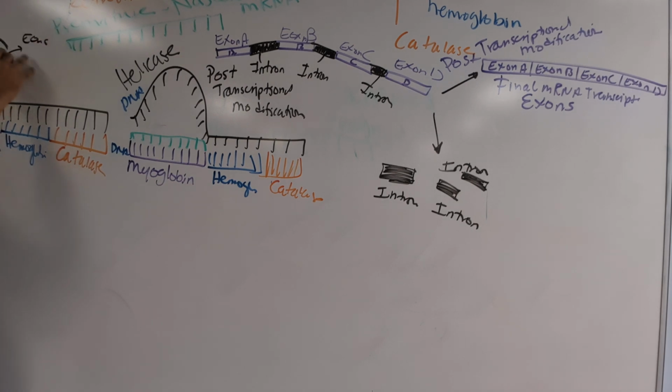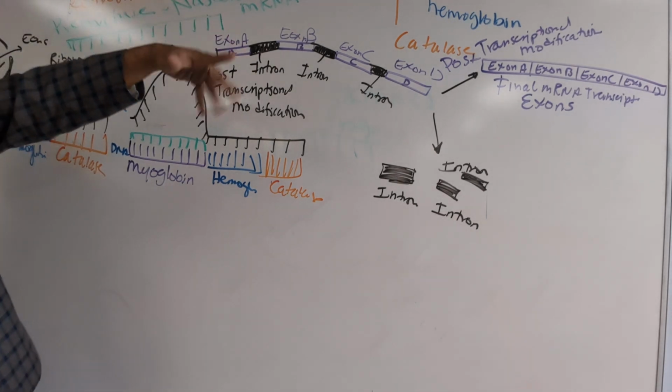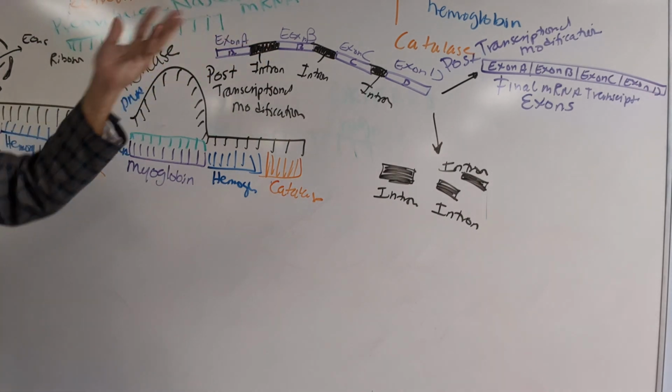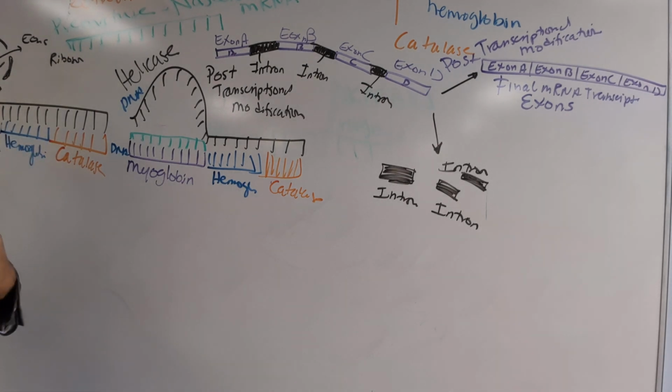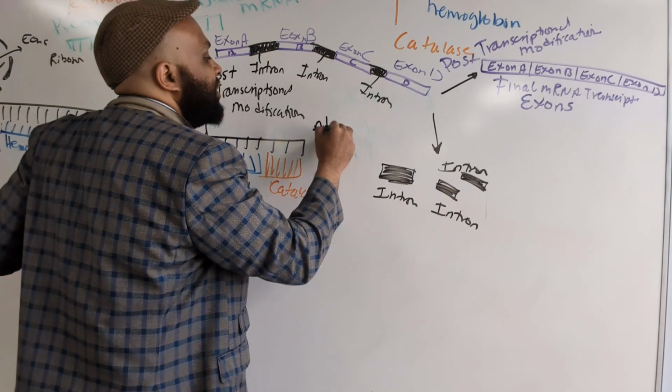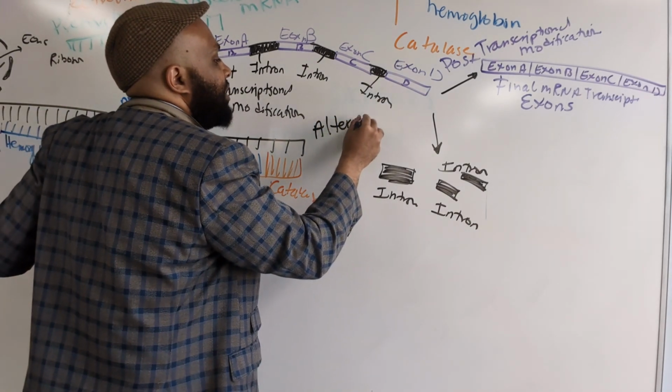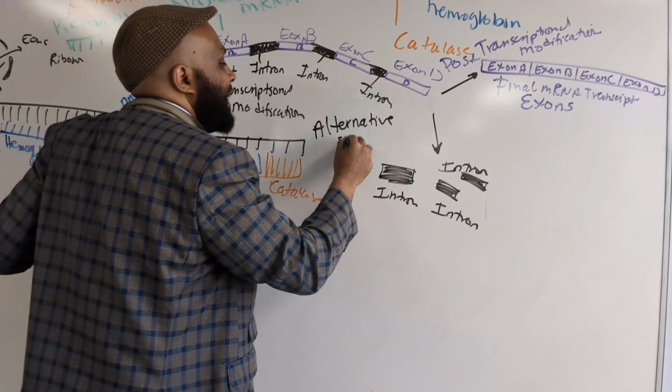That's why we call them exons, because they exit the nucleus and they go to the ribosome for translation. They are VIP. They are going on a cruise. They are going outside. They are exiting. But the ones who stay behind are the introns, because they are useless. So now what does the cell do to that? The cell will do something known as alternative splicing.